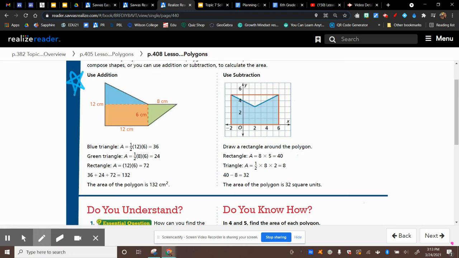You can use addition. That's where we find the area of these 3 shapes, and then we add it together. This side, we're using subtraction. We find the whole thing, and then we take away the part that's missing, which is that little triangle.